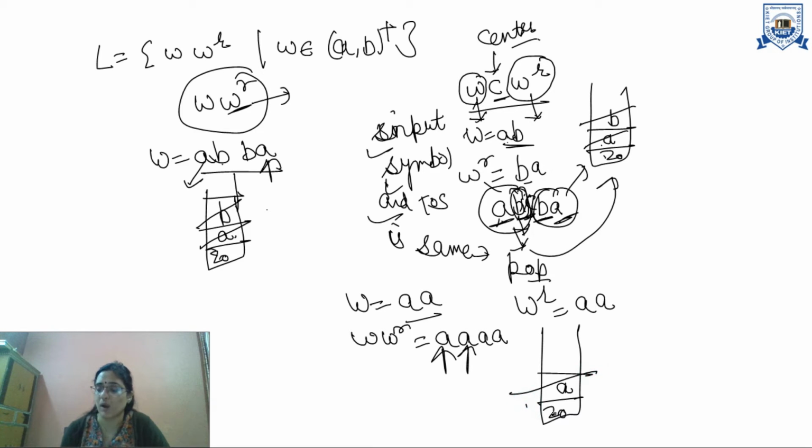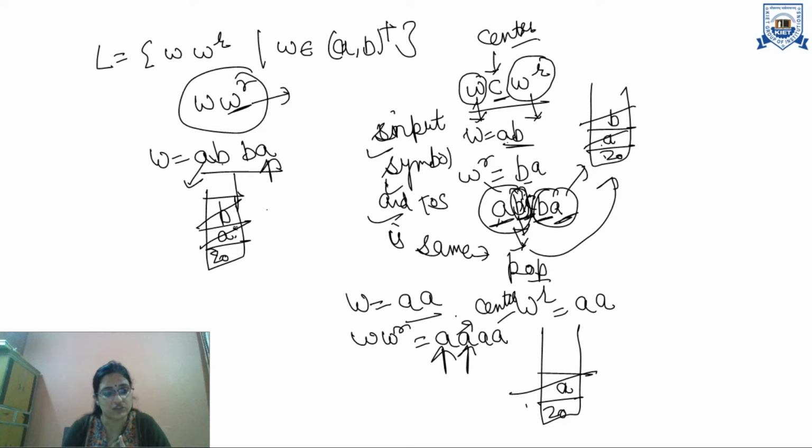Now, the input symbol is A and the top of the stack is also A. Then I have to pop this A, but this one is not the center. So this one is not the center, which means the way I am applying the concept is wrong. I am just popping the elements before the center point. So for this problem, I have to use two steps.